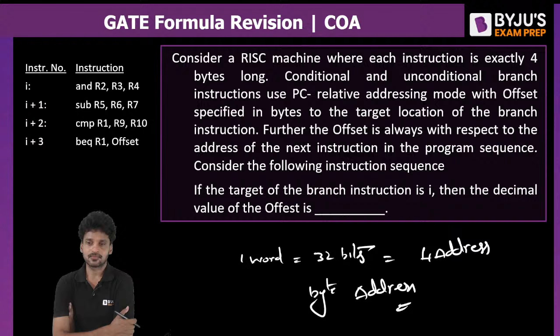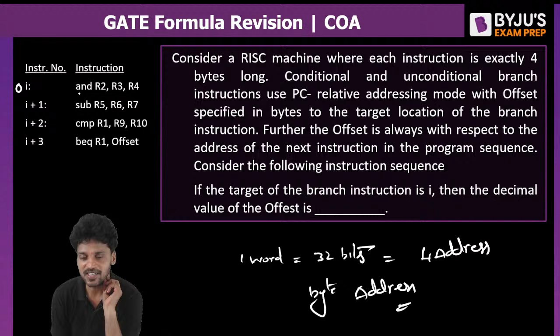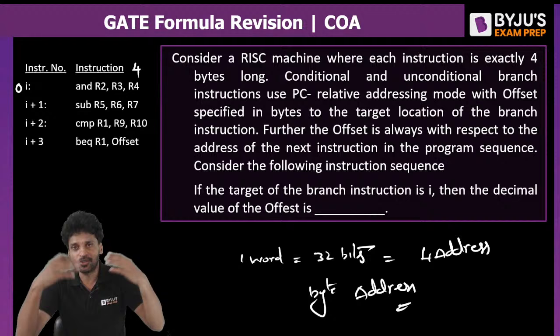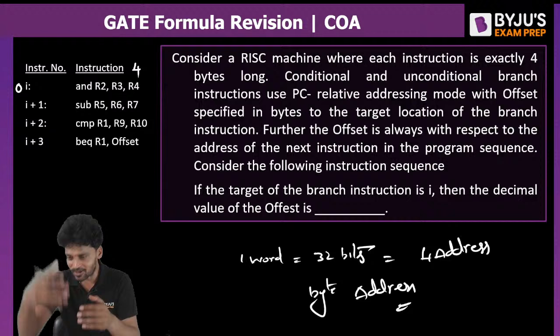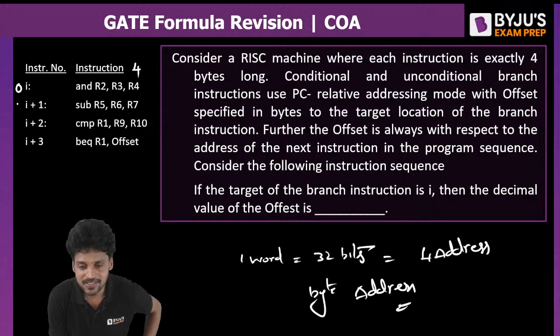Okay, so the first address will be 0 and the first instruction will get 4 addresses, right? When you write a program, it is always assumed that your first instruction will have a starting address of 0. Generally, it is not true, but when you write instructions, you assume that the first address will be 0. So the first address will be 0, the second address will be 4, because the first instruction itself takes 4 addresses. The second address is 4, the third address is 8, the fourth address is 12.